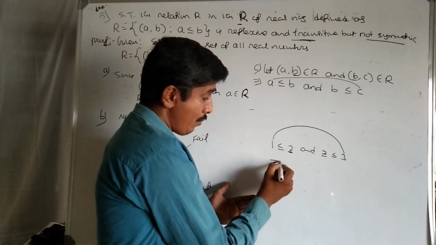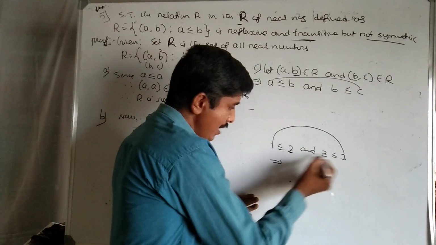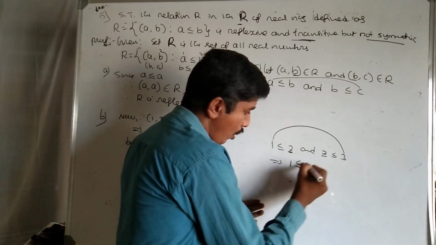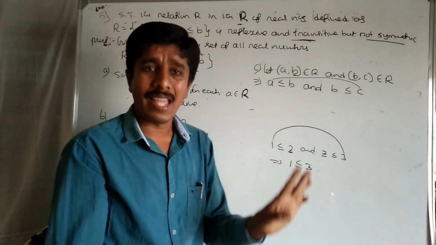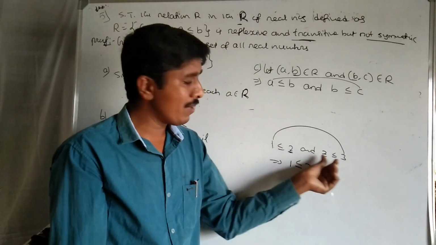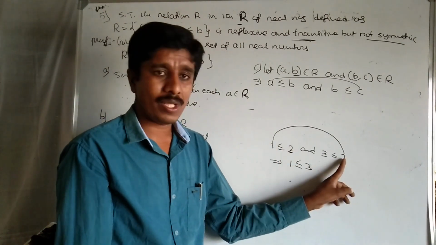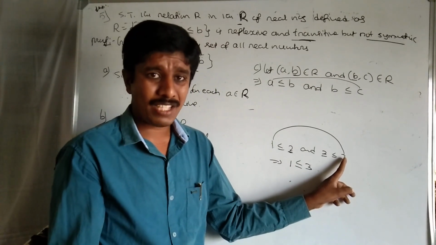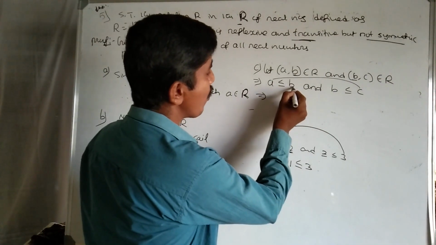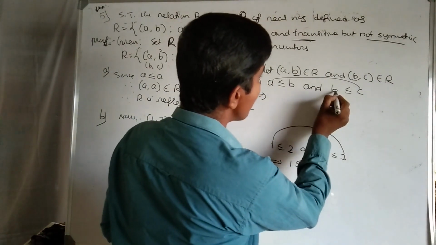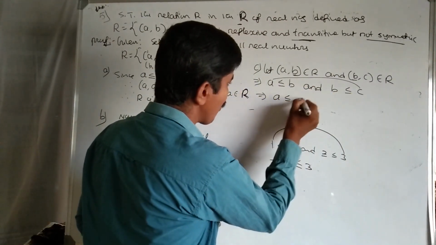1 is less than or equal to 2 means clearly you can say the relation between 1 and 3: 1 is less than or equal to 3. Correct, obviously true. You take any real numbers, clearly the first one, 1, is less than or equal to the last one, 3. Take any real number, it satisfies. Therefore directly we can write, A is less than or equal to B and B is less than or equal to C, then clearly A is less than or equal to C.